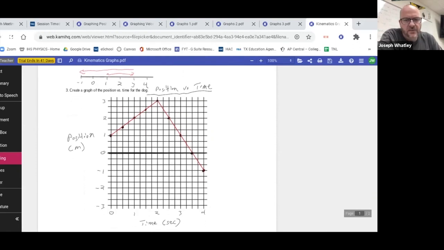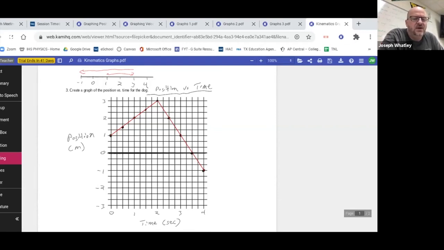Remember, for any graph, you put a title, you label your axis with units, and then you make sure the data is nice and spread out. So I've spread things out to where I've got all 4 seconds going across the bottom, and then I've got a span from +3 to -3 in my vertical axis. I plotted the points and drew the lines. It's nice and linear. I didn't have to do a best fit line because everything just lined up real nicely. From this graph, now we can go back and answer number 1, because looking at this graph, we can visually see exactly what this dog is doing.